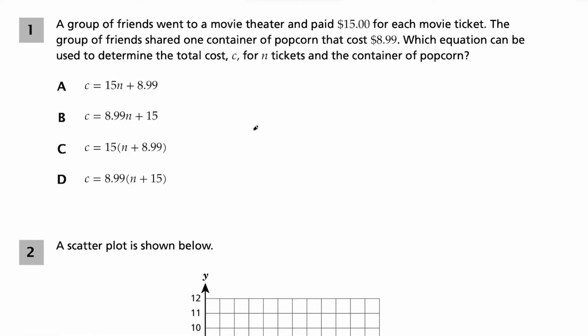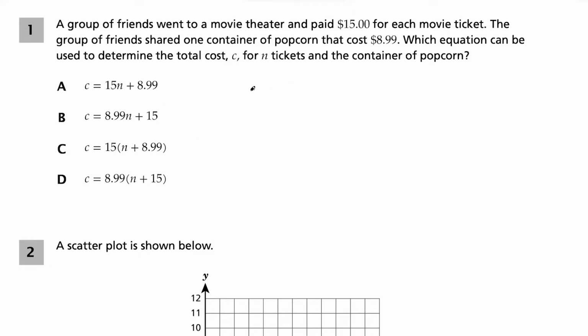Now let's get started. Question 1: a group of friends went to a movie theater and paid $15 for each movie ticket. The group of friends shared one container of popcorn that cost $8.99. Which equation can be used to determine the total cost C for N tickets and the container of popcorn?